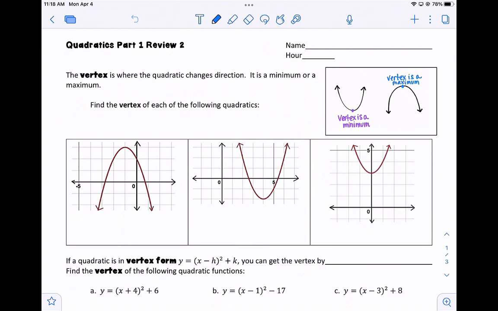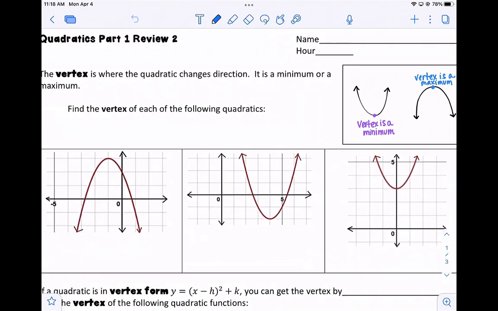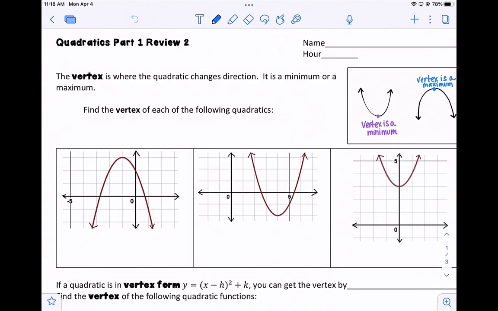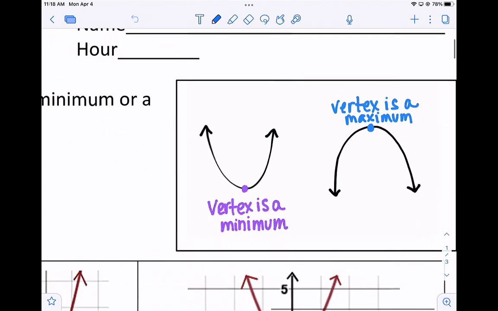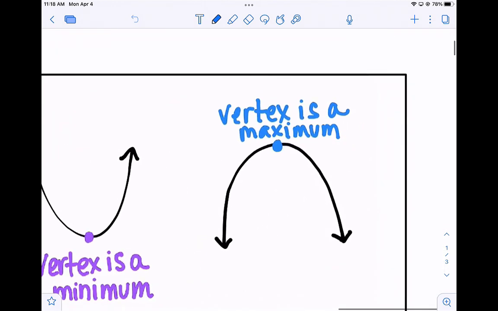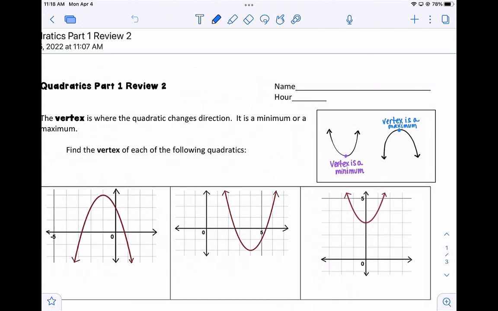Review of the first part of quadratics. The first thing that we looked at is the vertex. The vertex is where the quadratic changes direction. It's either a minimum if it's right side up, a smiley face graph, and it's going to be a maximum if the parabola is upside down, a frowny face graph.